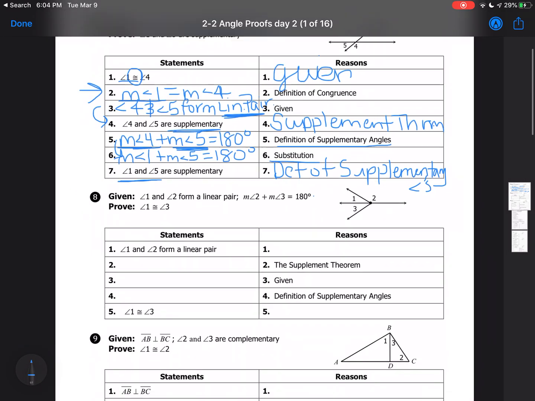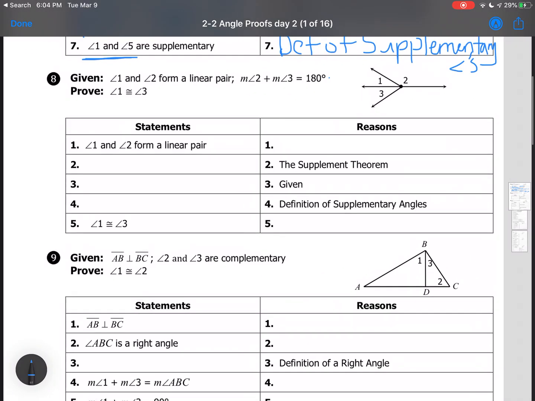I'm going to go ahead and go over one more example. Number 8. So given angles 1 and 2 form a linear pair, so these two angles here, and also measure of angle 2 plus the measure of angle 3 equals 180 degrees. And we need to prove that angles 1 and 3, those two here, are congruent.